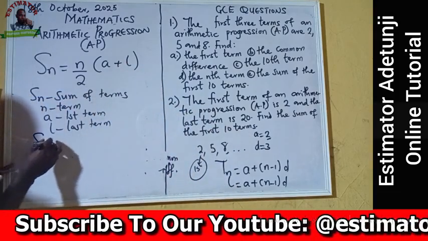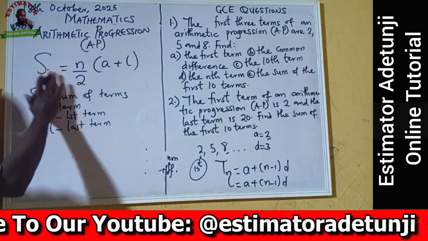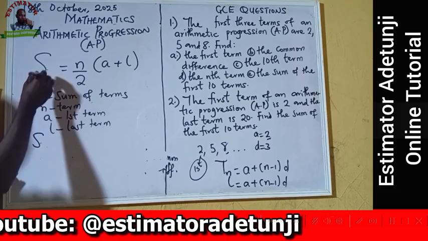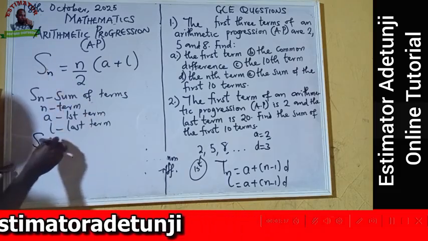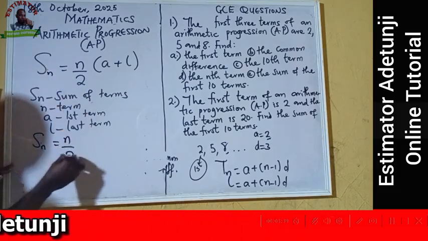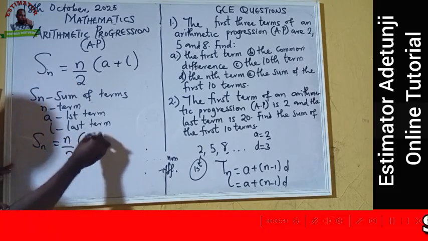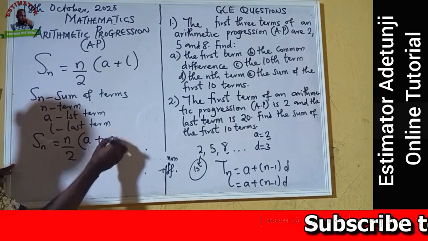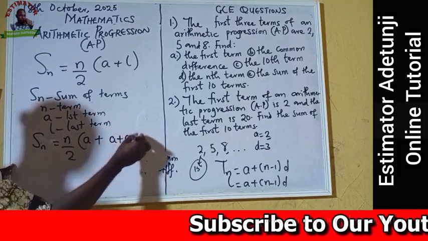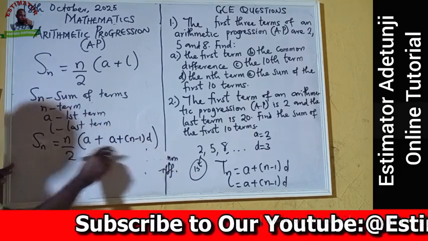It said Sn, this n you are seeing here is just to identify, it can be any letter, but just let us know, Sn equals n over 2, open bracket, a plus, now let's have it, a plus n minus 1 in brackets times d.